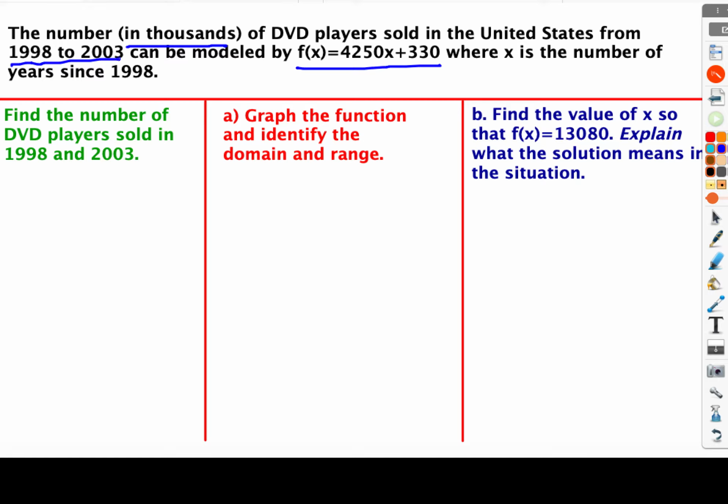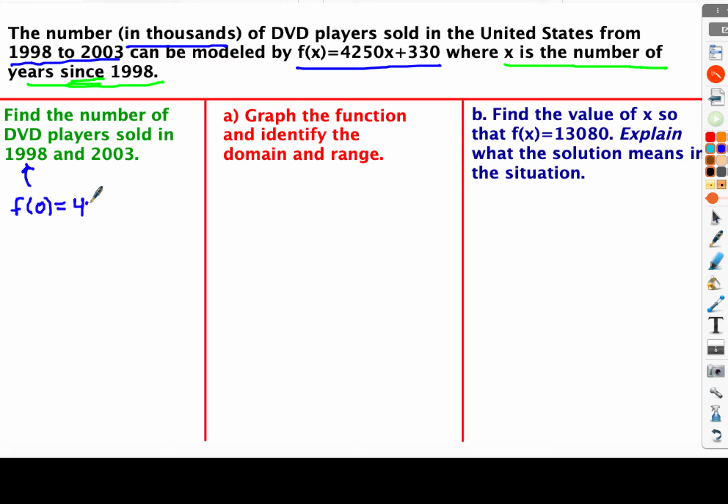Notice, though, at the end of the problem, they also point something very important out. X is the number of years since 1998. So I'm not going to be inputting the actual year. I want to input the number of years since 1998. So when they say find the number of DVD players in 1998, well, 1998 is exactly 0 years after 1998. It's actually year 0. That's the beginning. So what they're really saying is find f of 0.